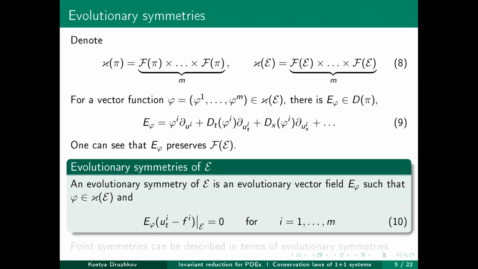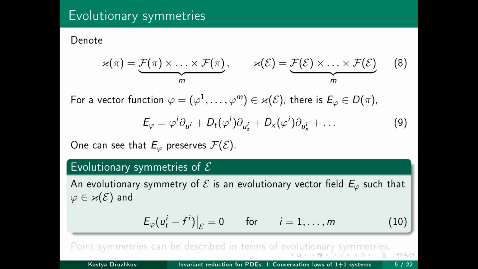Let's introduce some other notation. Denote by couple of pi the corresponding product of m versions of the algebra of pi, and by couple of epsilon we denote a similar product, but given in terms of the algebras of functions on the equation manifold. For any vector function being an element of this couple of epsilon, there exists the corresponding evolutionary vector field. We consider this evolutionary vector field on GX.